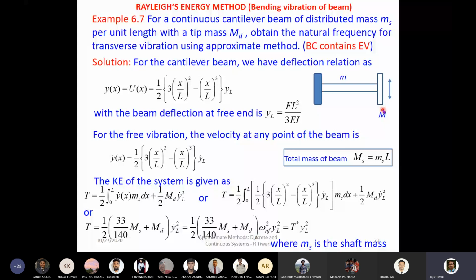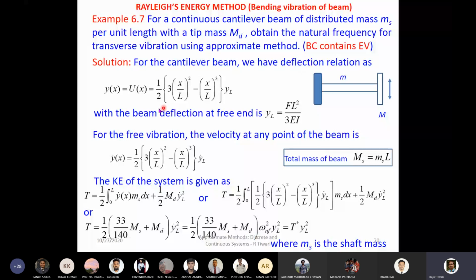So here again, small m is the mass of the shaft per unit length. Capital M is the mass of the disk, MD, we should be taking. So here, the UX which we are choosing is actually from strength of materials, where we obtain the deflection relationship.